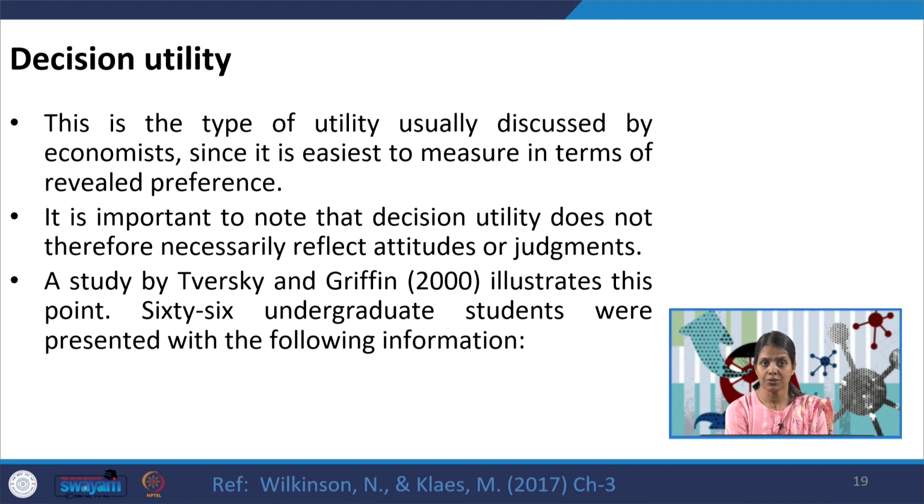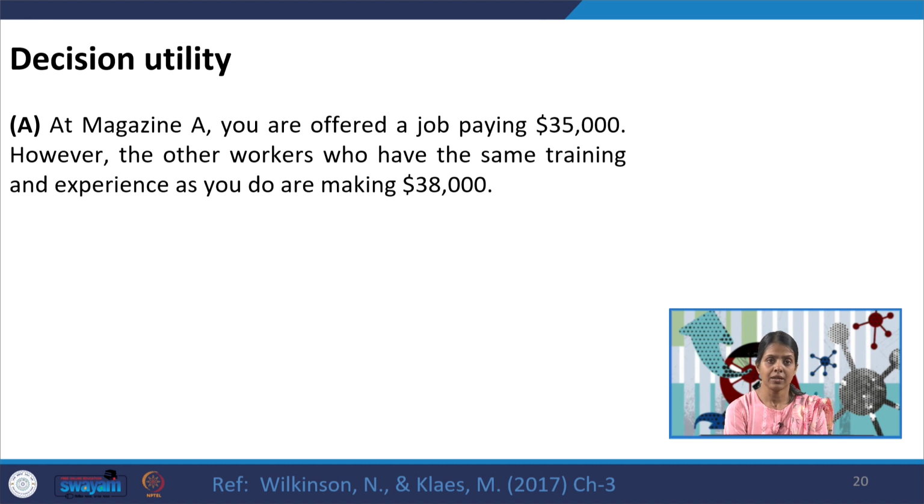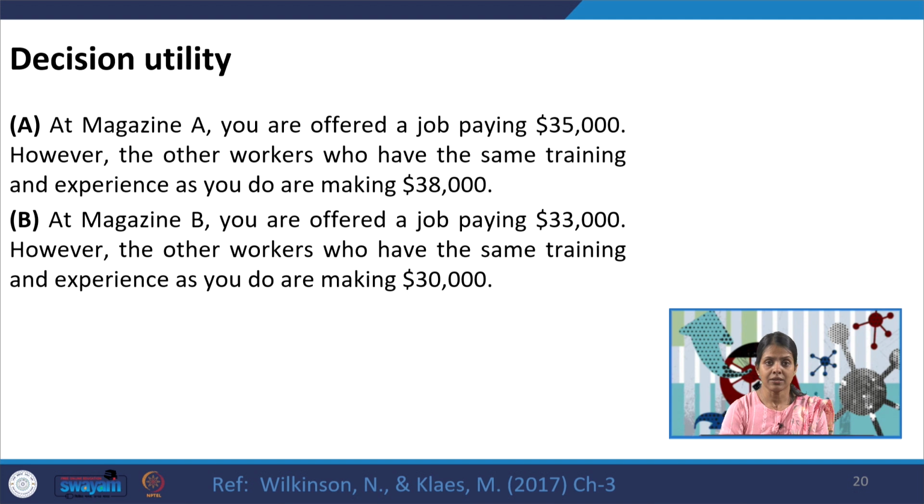66 undergraduate students were presented with the following information. Imagine that you have just completed a graduate degree in communications and you are considering 1-year jobs at 2 different magazines. The jobs are denoted by A and B. Option A, at magazine A you are offered a job paying $35,000. However, the other workers who have the same training and experience as you do are making $38,000. Option B, at magazine B you are offered a job paying $33,000. However, the other workers who have the same training and experience as you do are making $30,000.